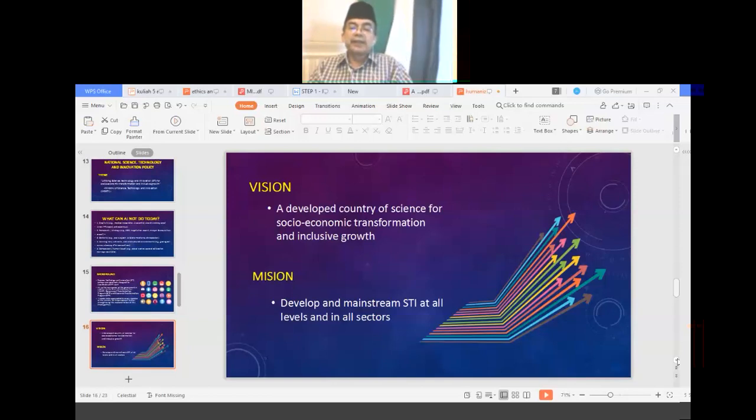The vision is to develop the country as a developed country of science for socio-economic transformation. That one is mentioned already. The mission is to develop and mainstream science, technology, innovation at all levels. So the purpose is not only to give some money and to help people in the field of science and technology only, but to try to convince the rest of the population that everybody must be involved in this activity, because in one way or another we have no choice. Later on, we have to use science and technology and innovation in all activities.